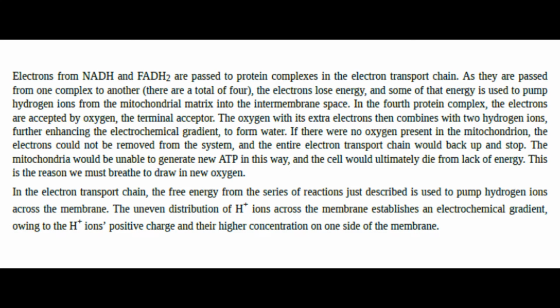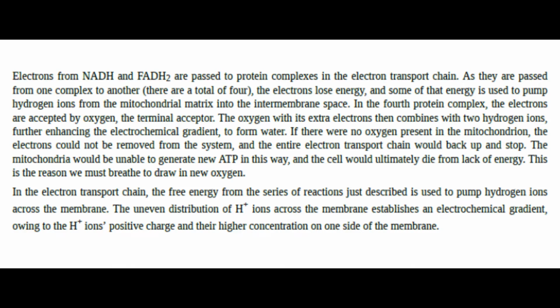Electrons from NADH and FADH2 are passed to protein complexes in the electron transport chain. As they are passed from one complex to another, there are a total of 4, the electrons lose energy, and some of that energy is used to pump hydrogen ions from the mitochondrial matrix into the intermembrane space. In the 4th protein complex, the electrons are accepted by oxygen, the terminal acceptor.